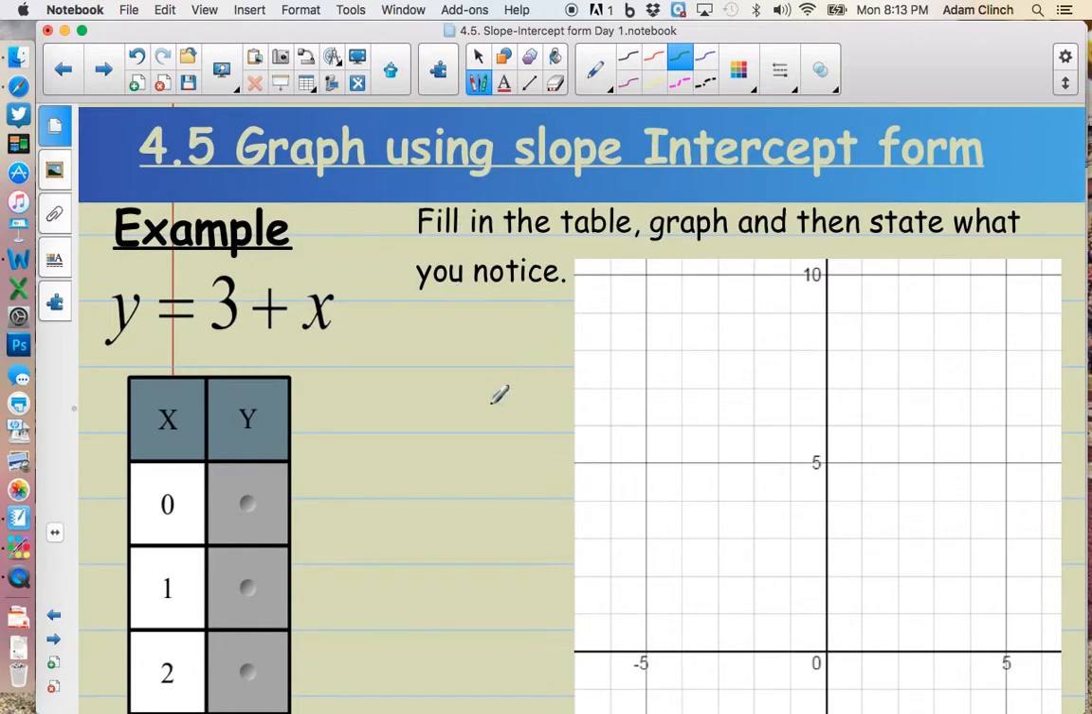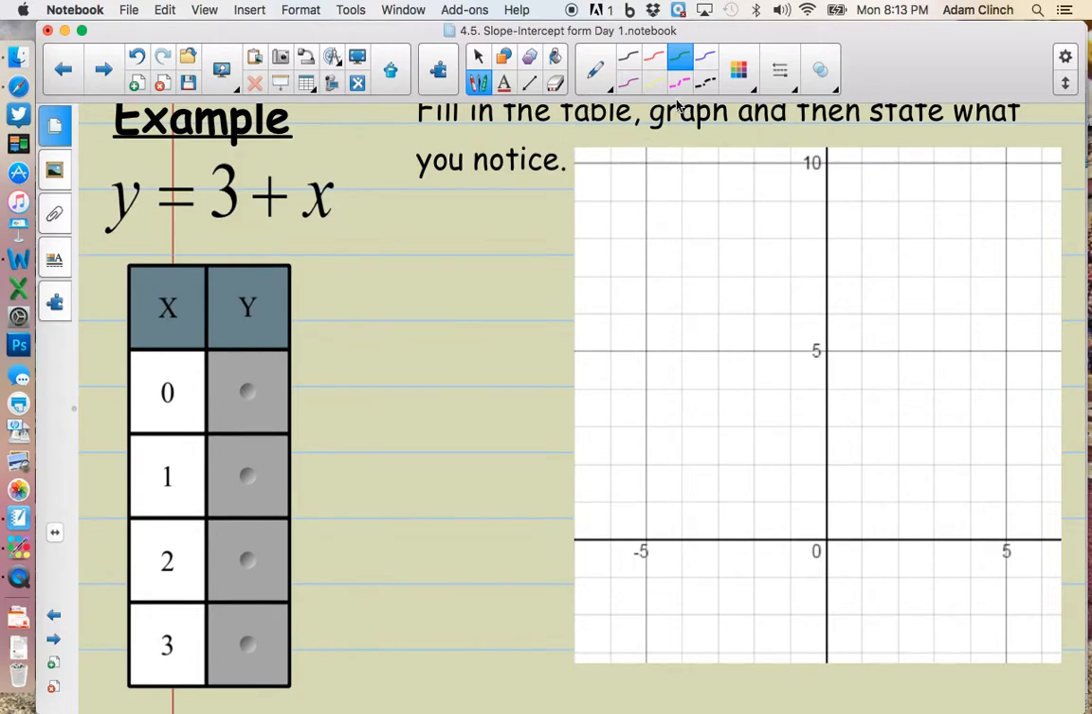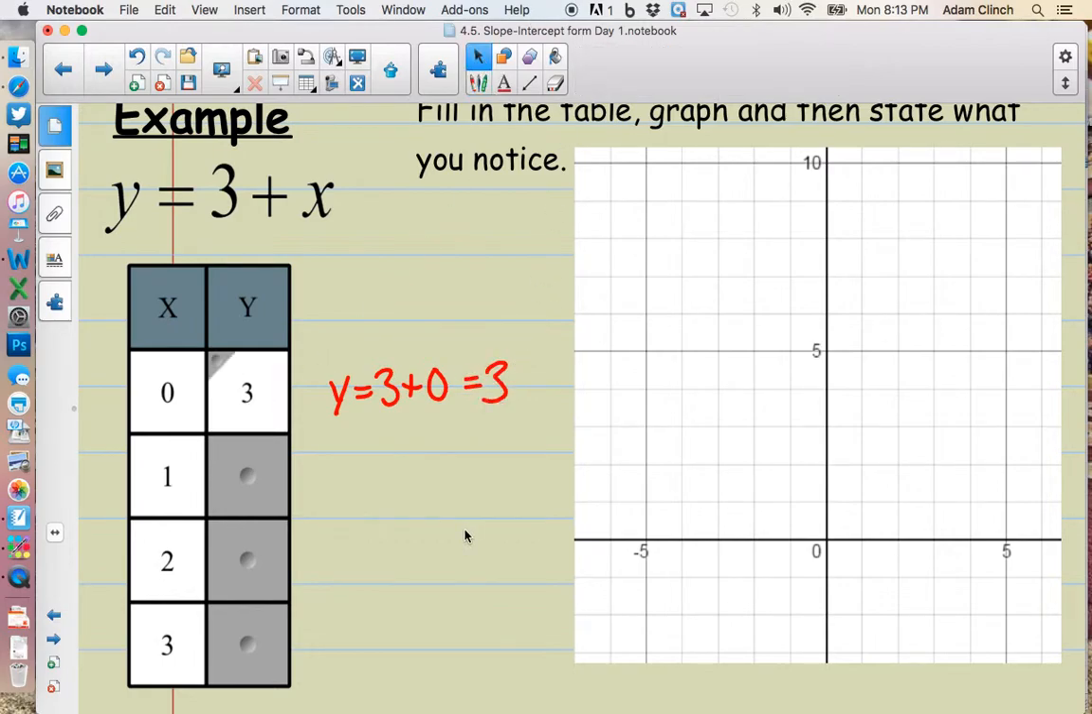So moving on, the next one is 3 plus x. I'm going to fill in my table here, and then we're going to graph it and state what we notice. So the first thing I do, I'll just show it for the first one. I'm going to put 0 in for x, so I get y is equal to 3 plus 0. 3 plus 0 is 3, so I see where does y start? Y starts at 3. Next one I'm going to do is put in 1. So I get y equals 3 plus 1. I'm putting 1 in for x into the equation. That gives me 4. So my next point is 1 comma, oh, that should be 1 comma 4.